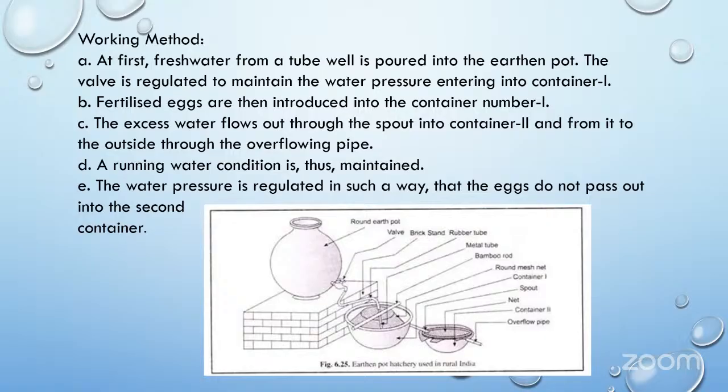The excess water flows out through the spout into container 2 and from it to the outside through the overflowing pipe. A running water condition is thus maintained. The water pressure is regulated in such a way that the eggs do not pass out into the second container.